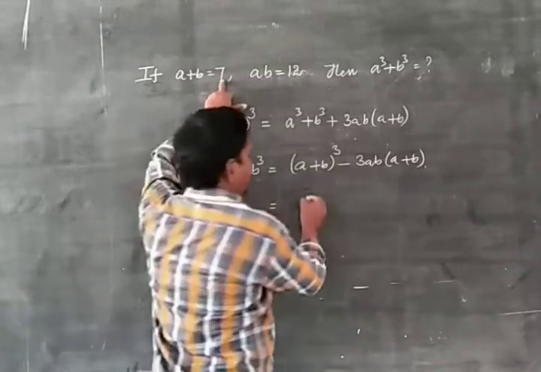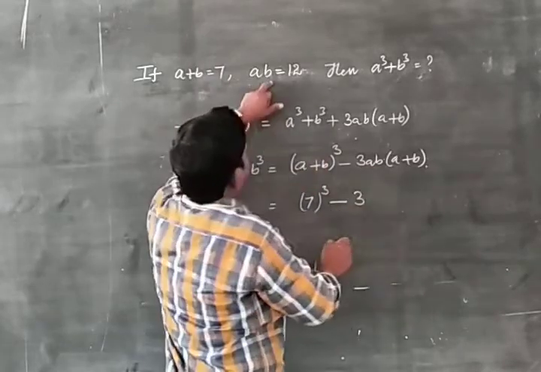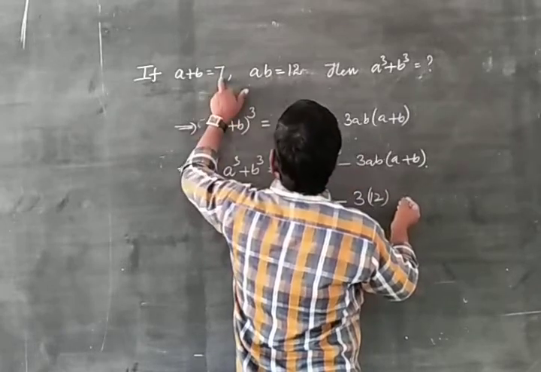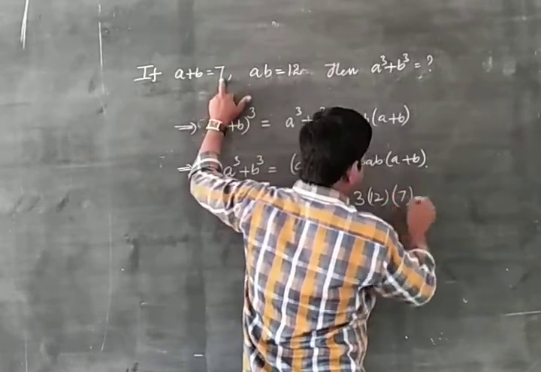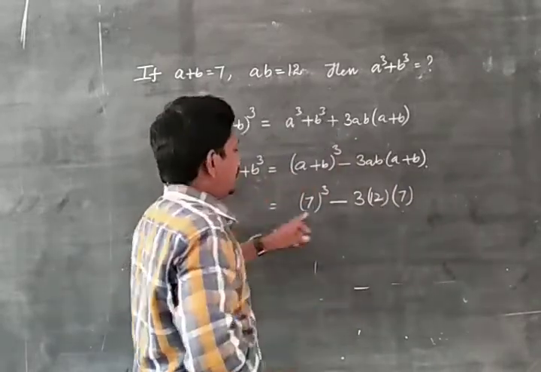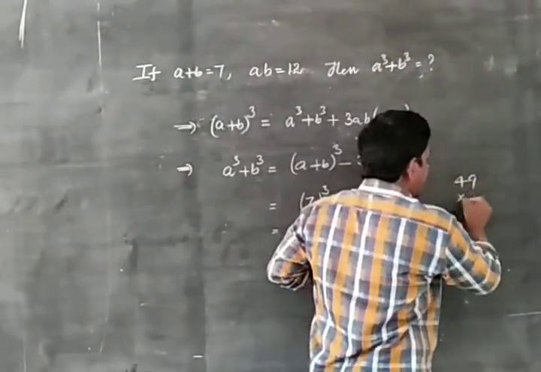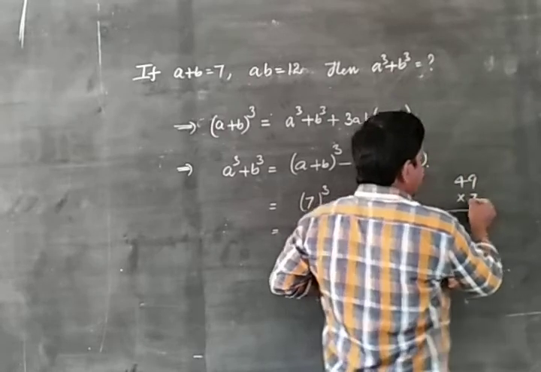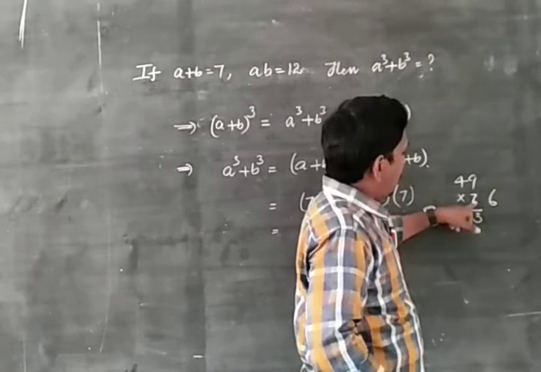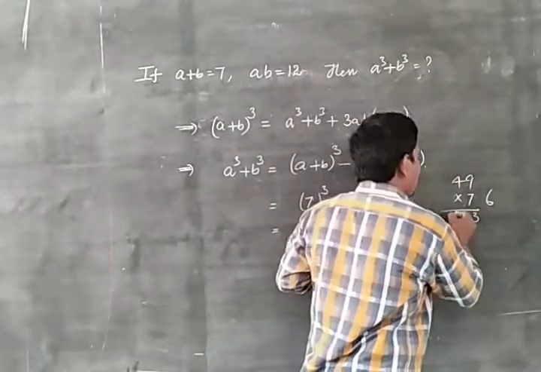The a plus b value is given. How much? 7. And what is the ab value given? 12. What is the a plus b value given? 7. Okay. 7 cube: 7 7s are 49, 49 into 7. 7 9s are 63, 7 4s are 28, 28 plus 6, 343.